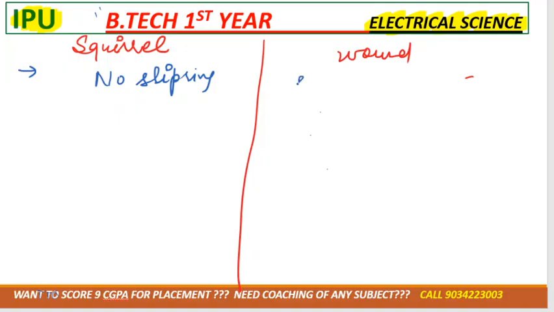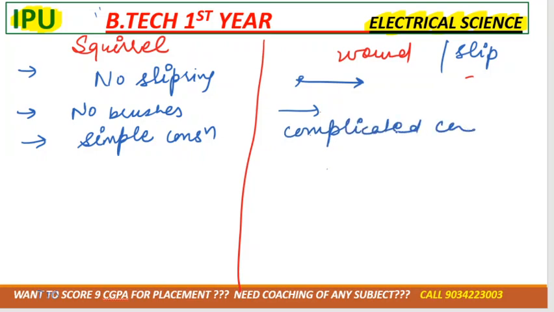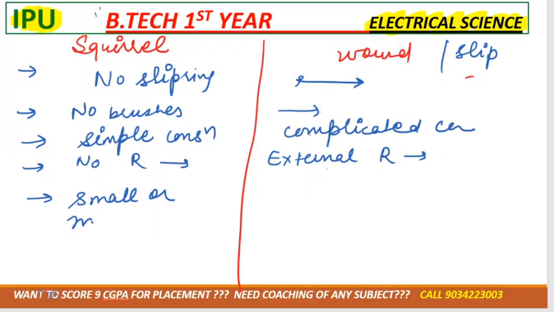But in this slip rings are there. In this no brushes are there, right? But in wound rotor or slip ring motor, the brushes. The construction of squirrel cage is simple, but this will have complicated construction, right? Here external resistance can be connected. Here no external resistance can be connected.